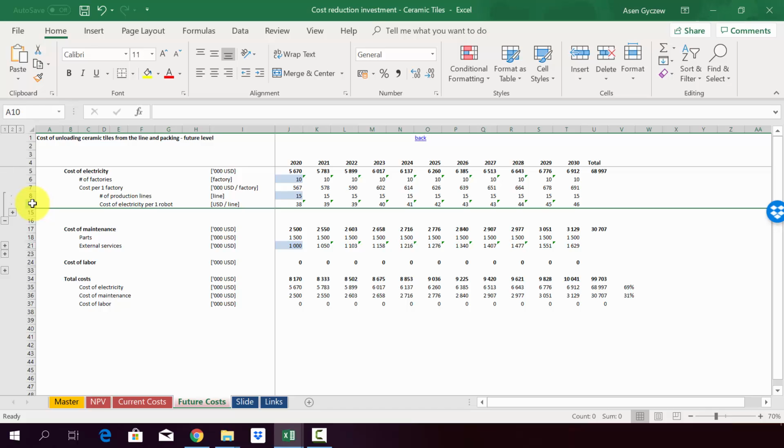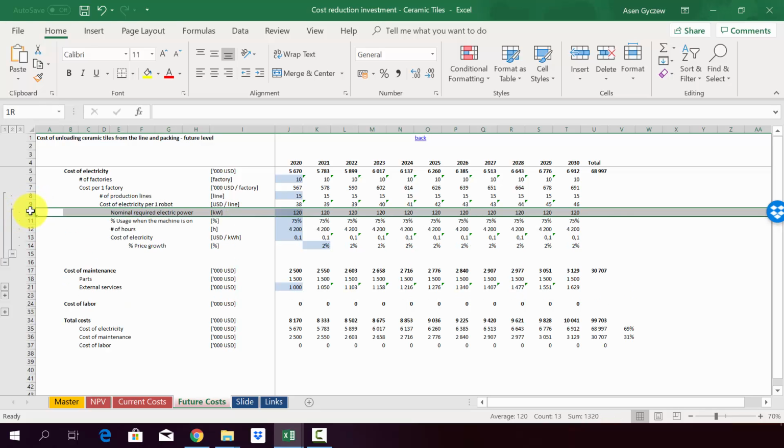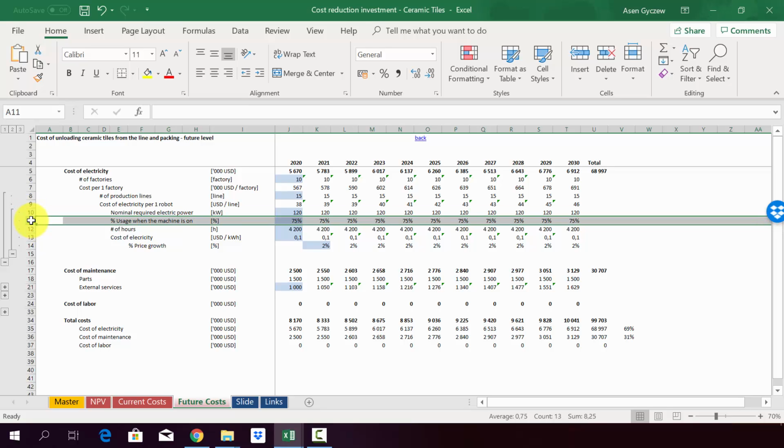Now, how did we calculate the cost of electricity per one robot? We used the nominal required electric power the robot has, then what percentage of the whole power he uses when he's on. So we assume 75%. Usually it's around 50%, but this robot will be working most of the time.